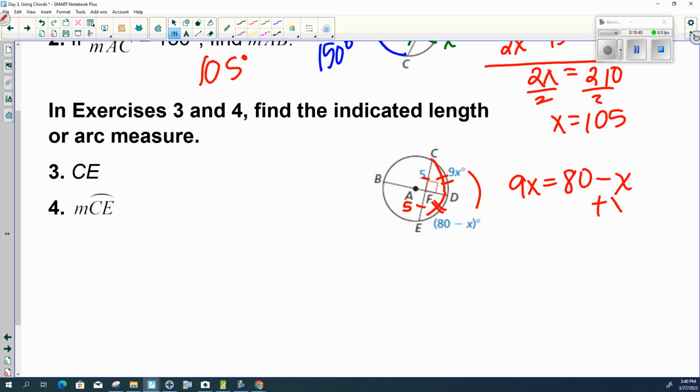And I just kind of started going over here. I didn't even see what they asked for. So maybe I'll come back and see. The first thing they want is CE. CE is this whole chord. If both of those pieces are 5, this one's 10. And the measure of arc CE, okay, I'm not quite there yet. I can keep finishing this.